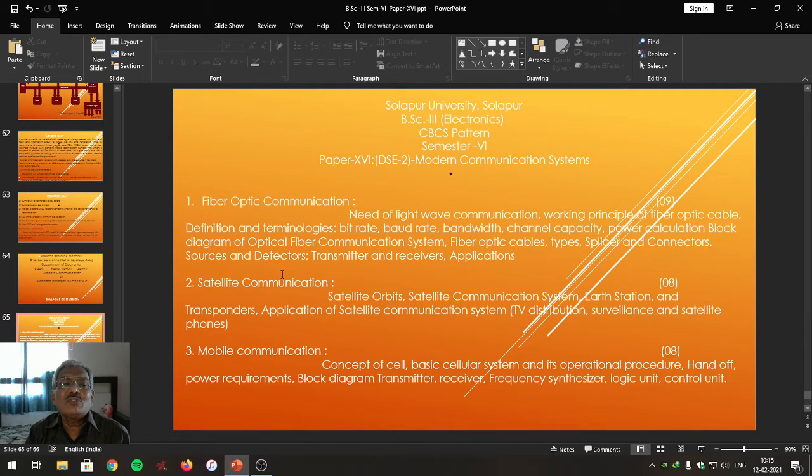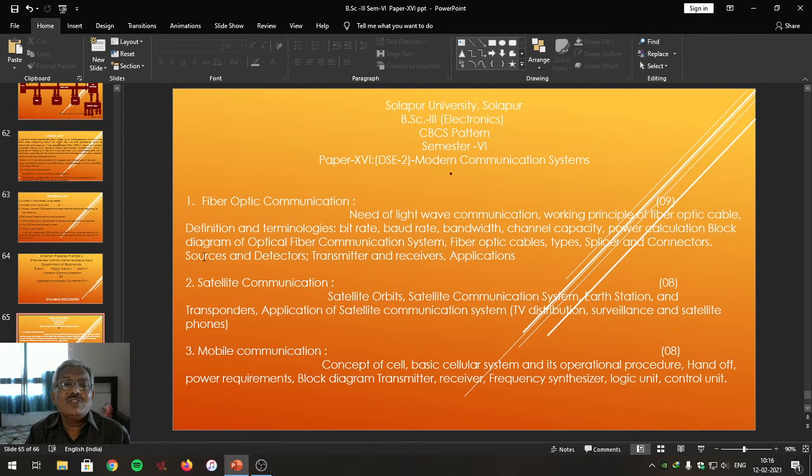Then we are going to study the sources and detectors which are very essentially needed. Sources are needed to emit the light, detectors are needed to collect or detect the light radiation. And actually the meaning of optical fiber transmitters and optical fiber receivers. Lastly, we are going to study the applications of optical fiber communication. So what are the fields where optical fiber communication is being used? All these aspects are to be covered within the 9 periods.